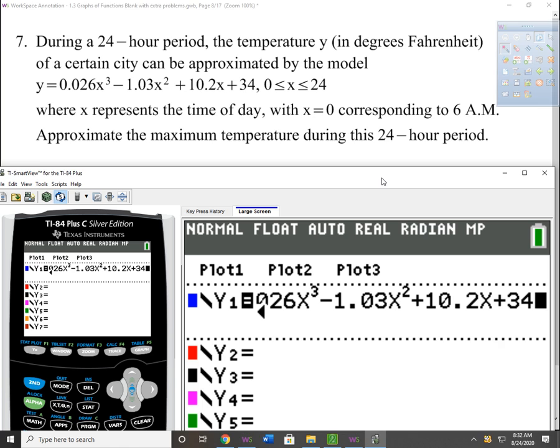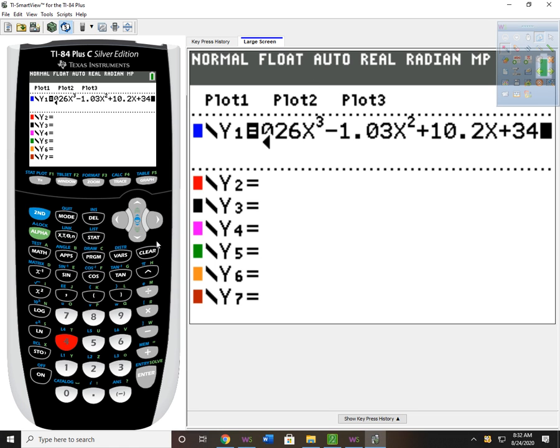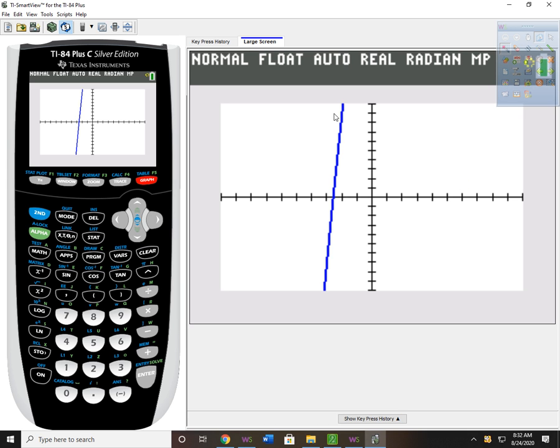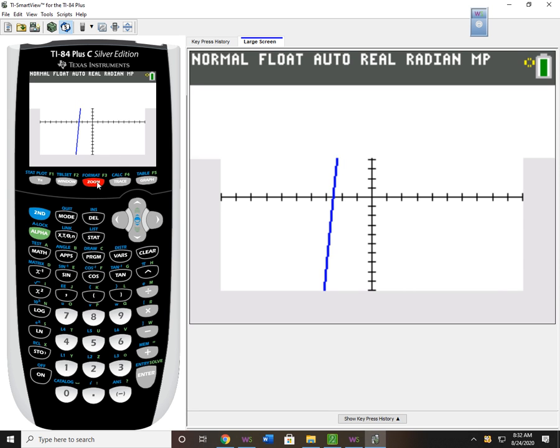Approximate the maximum temperature, okay? Temperature is the y, correct? All right, so this is going way up there where we can't see it, correct? That's because the temperature is going to be more than 10, right? Okay, when this yellow thing goes away, then you're done. All right, so let's see here.